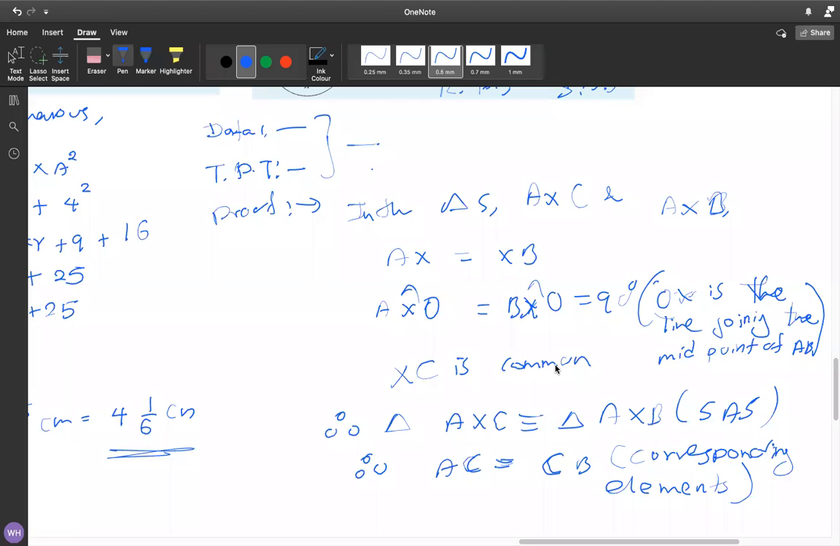PQ and PR are two chords of a circle with center O. The perpendiculars drawn from O to PQ and PR are OX and OY respectively. PQ equals PR. Same, right? It's the same type of congruency. You may show that the two triangles are congruent, and then is that so?